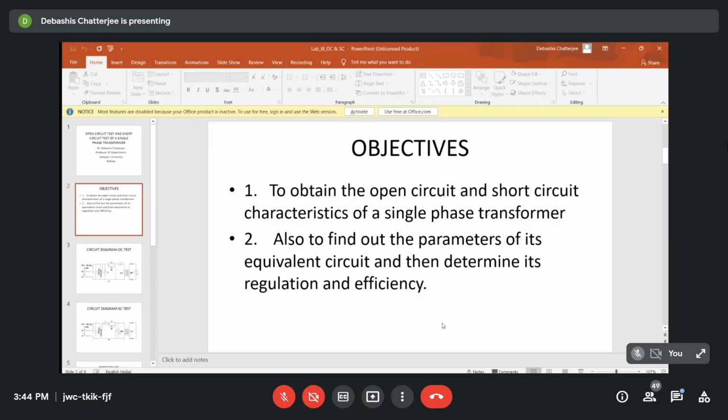Now the second part is to find the parameters of its equivalent circuit and then determine the regulation and efficiency. It's voltage regulation actually, voltage regulation and efficiency, right?